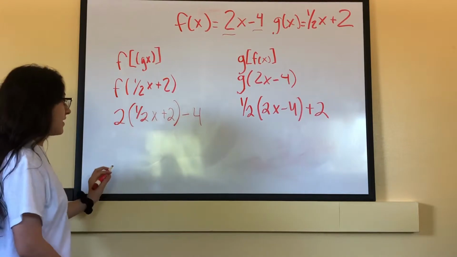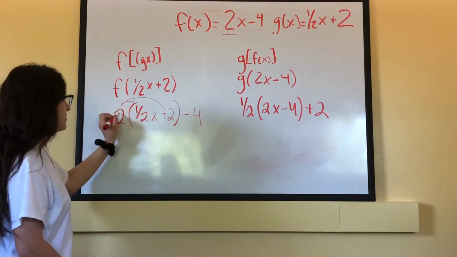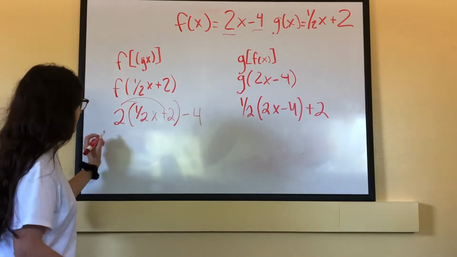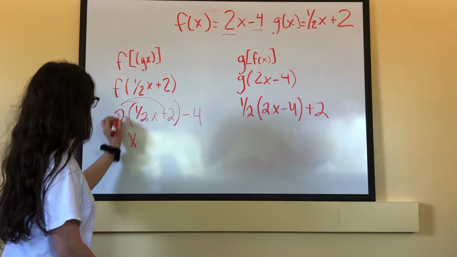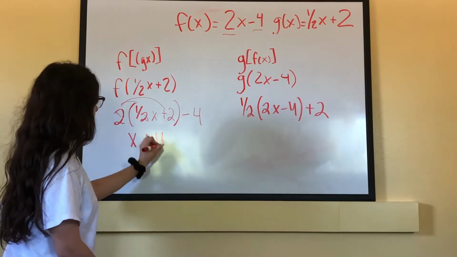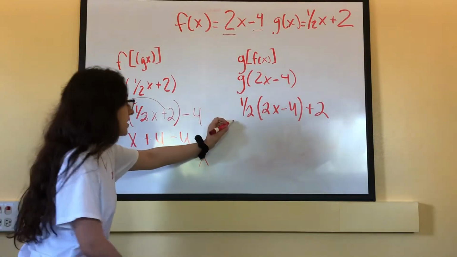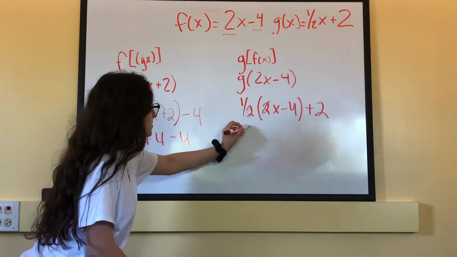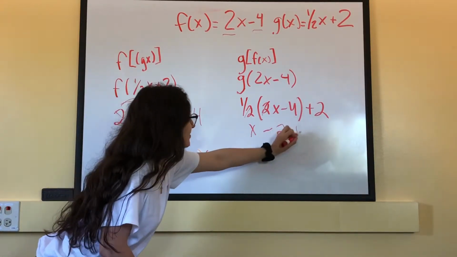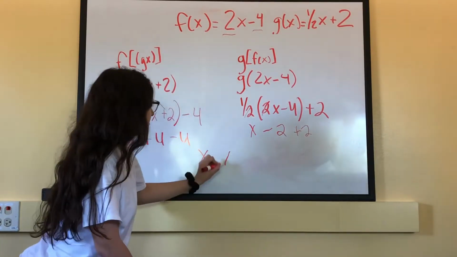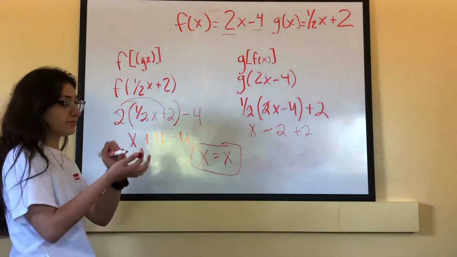So now that we've done that, we're going to distribute the coefficient here to multiply by the x value. So 2 times a half would be 1, so just x plus 4 minus 4, which equals x. On this side, half times 2 also equals x, minus 2 plus 2, which equals x. And if x equals x, then they're inverses.